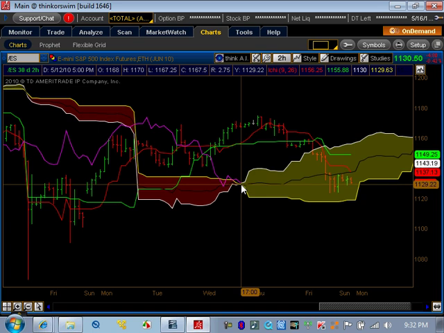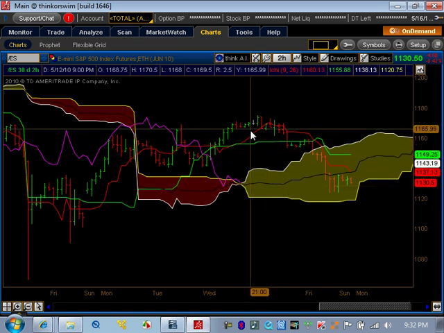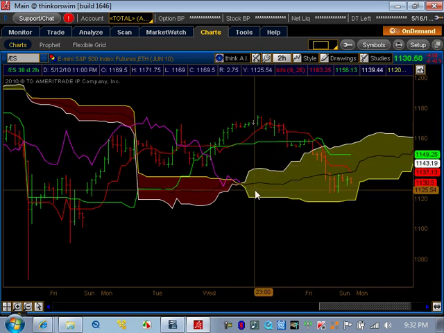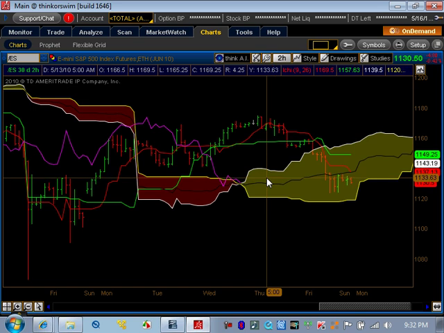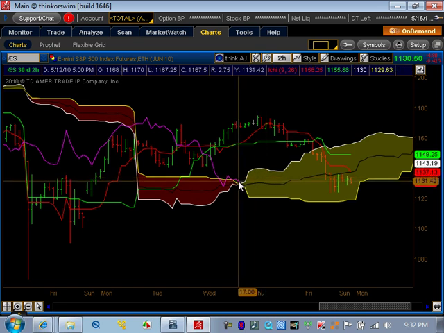And what you want to do is see, in that imaginary box, if price is going to hit that imaginary box at all. If it doesn't, that means you're good to go and you have a lot of momentum on your side.